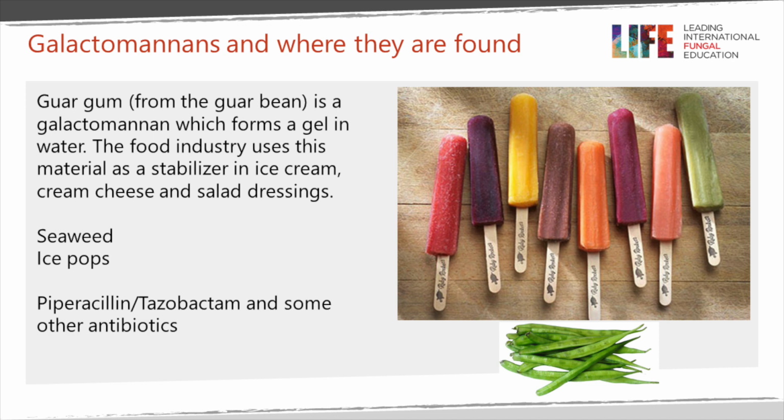Beyond fungi, beyond molds, Galactomannans as a group are found elsewhere. For example, they're found in guar gum. It can form a gel in water. It's used as a thickener and a stabilizer in ice creams, cream cheese and salad dressings. It's found in seaweed, and it's found in ice lollies or ice pops. So there's a little story behind this.